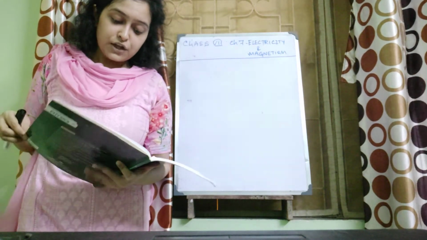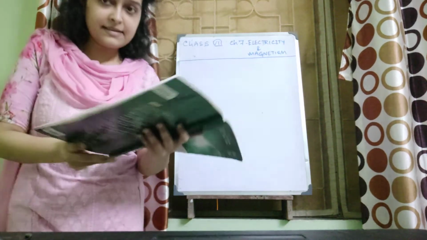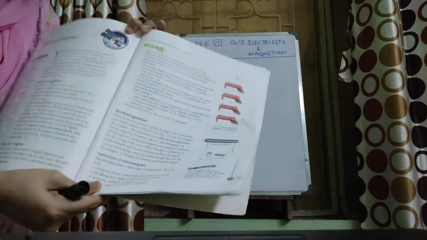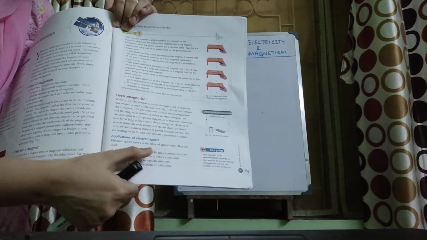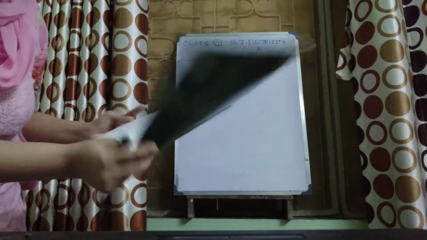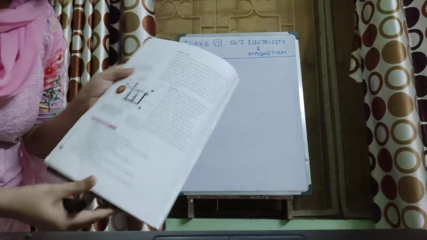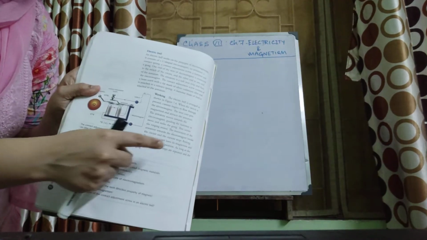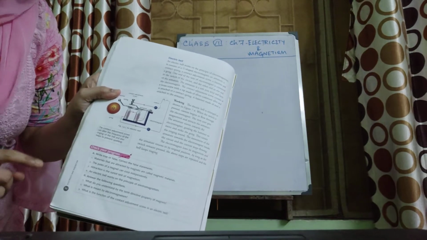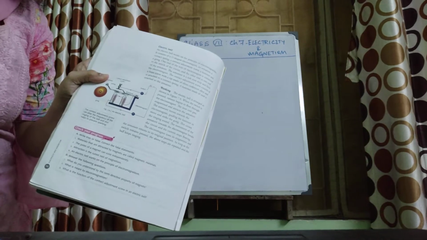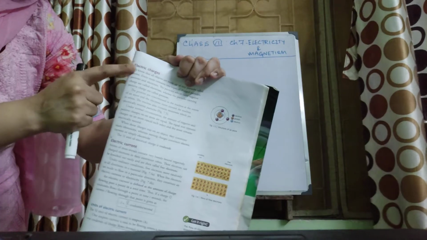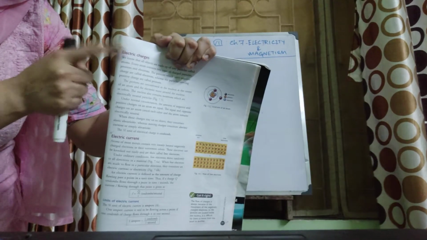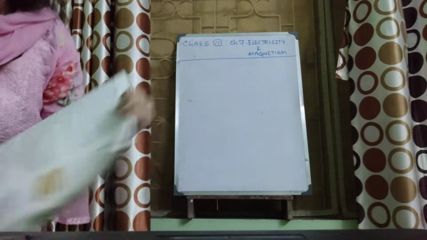And this year, you don't have electromagnetism, see these portions. Electromagnetism, then application of electromagnets, then also electric bell. You don't have this here, okay? This has been reduced. So we will straight away start from electric charges, okay? We'll start straight away from electric charges.